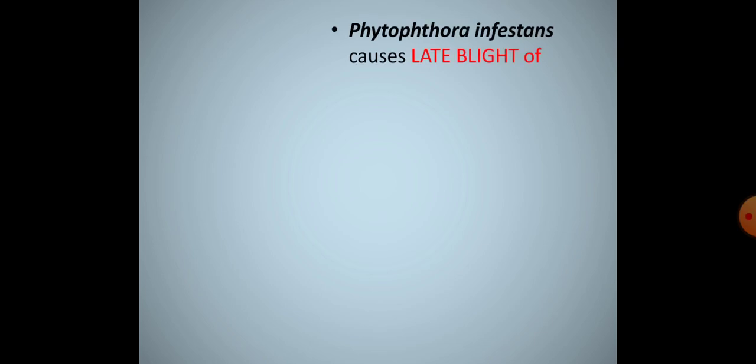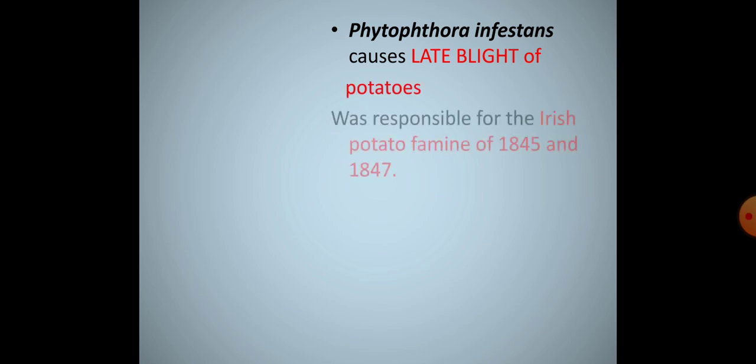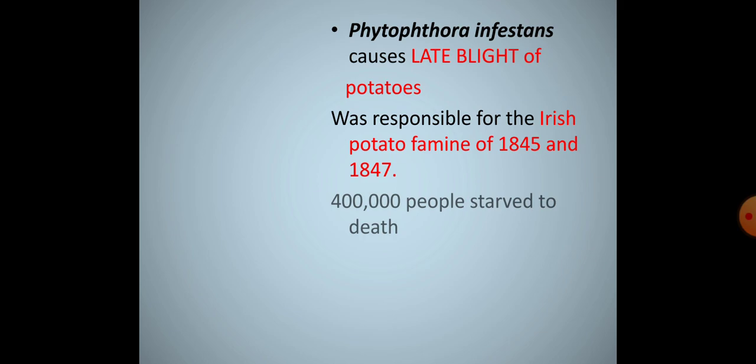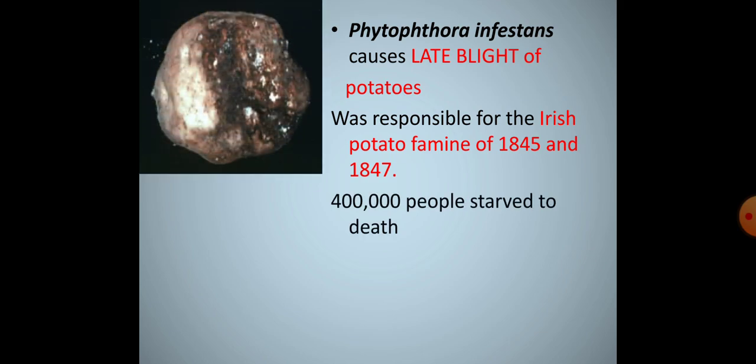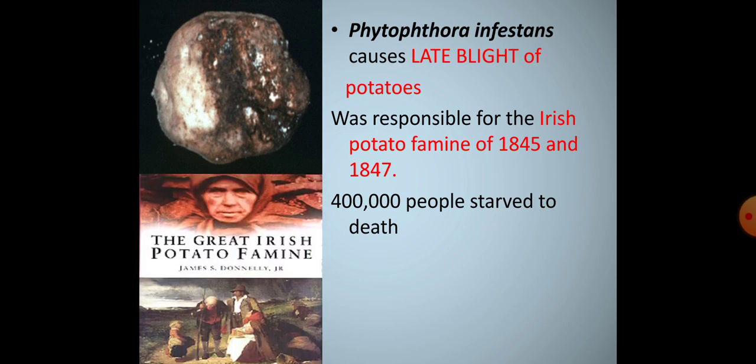About Phytophthora infestans, it causes late blight disease of potatoes. It was responsible for the Irish potato famine of 1845 and 1847. 400,000 people starved to death because of this disease, because this parasite destroyed the huge crops of potatoes, and both leaves and potato tubers were infected.